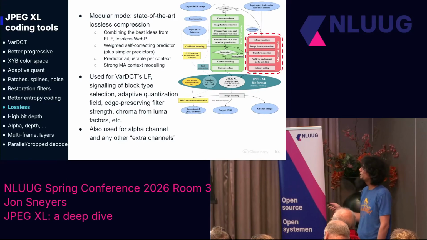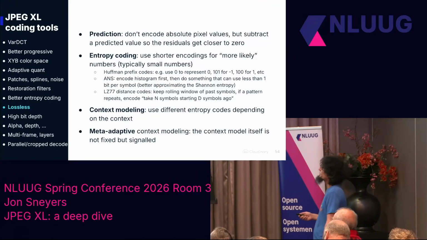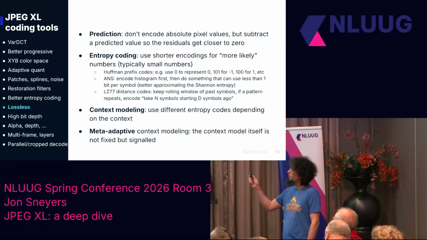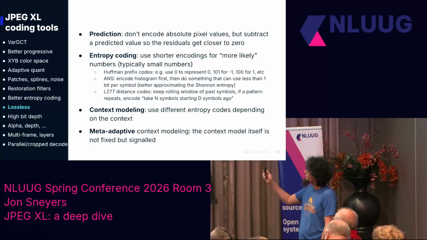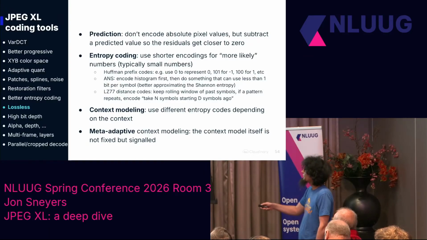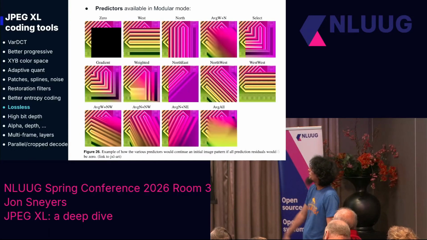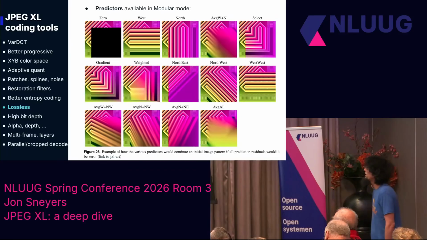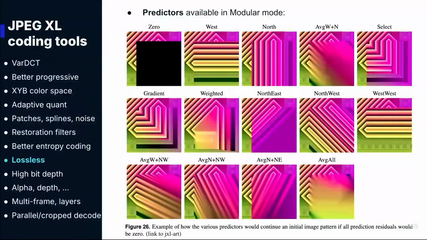I have way too many slides, so I'm going to go really quick. For modular mode, we have predictors and the entropy coding. We have context modeling and meta-adaptive context modeling. The predictors that we have in JPEG XL are these 14. The ones on the top are also in PNG, more or less. The others are new ones.